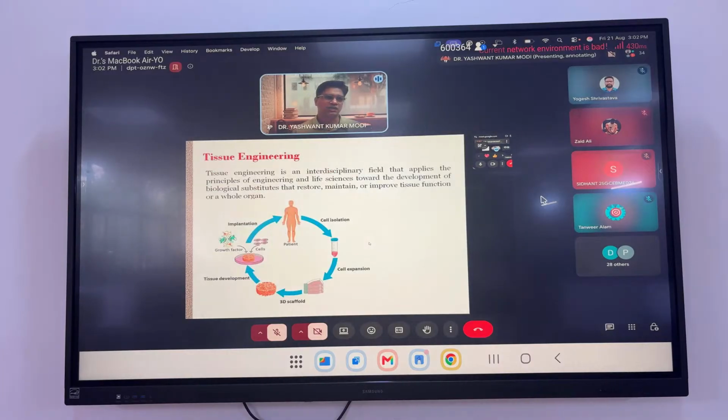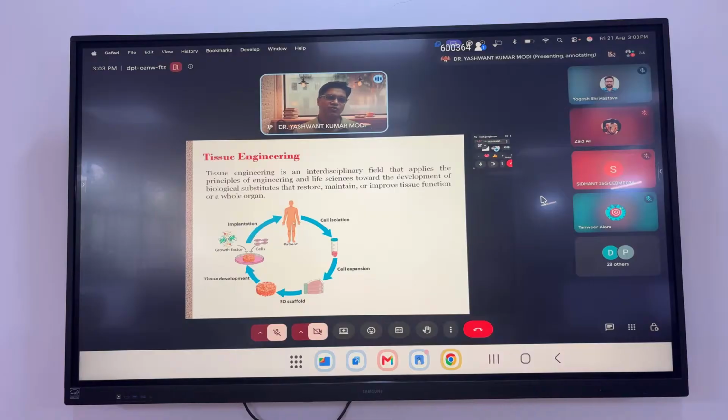Right. Then the next topic is tissue engineering. Tissue engineering is basically an interdisciplinary field that applies the principles of engineering and life sciences towards the development of biological substitutes that restore, maintain, or improve tissue functions or a whole organ. So tissue engineering basically starts from the isolation of cells from the patient's body. If there is some patient, then we can regenerate the patient's body part using his own cells. That is tissue engineering basically.